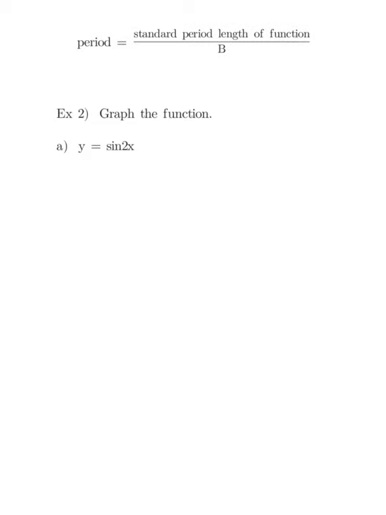Our first example for how we change period length is the function y equals the sine of 2x. What you need to notice here is that the 2, what's right in front of the x, is b. So now, in order to find the period length, we take the standard period length. Well, this is a sine. Sine function has a standard period length of 2 pi. And we divide it by whatever b is. Our b is 2. So 2 pi divided by 2 simplifies to be pi.